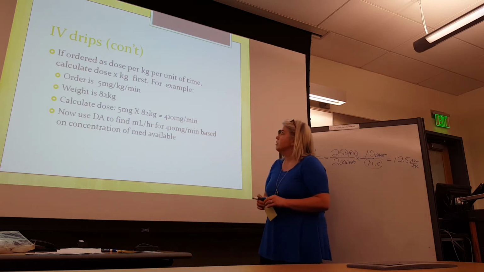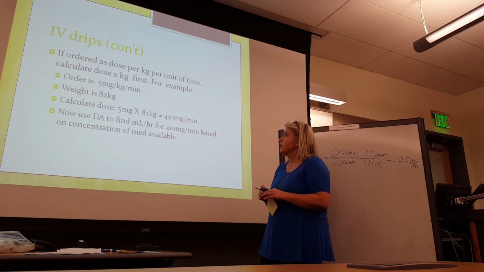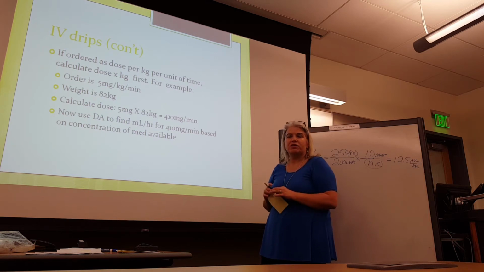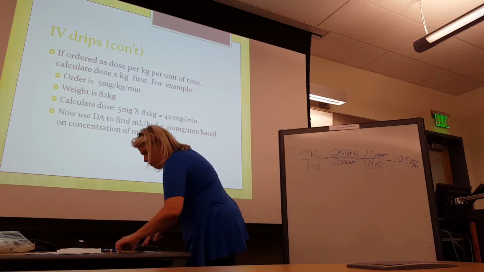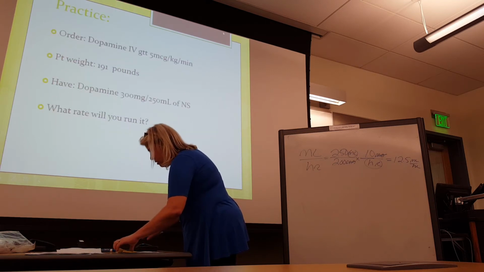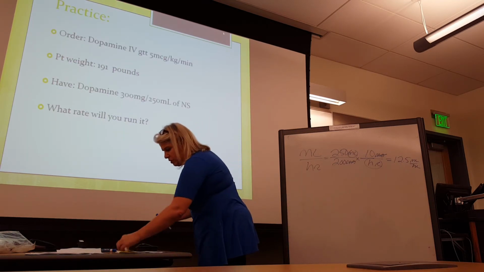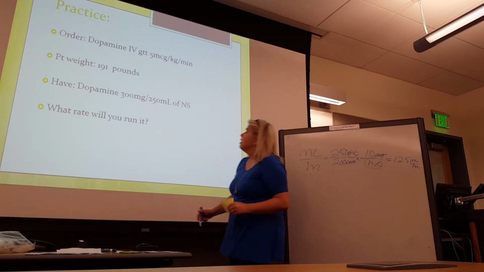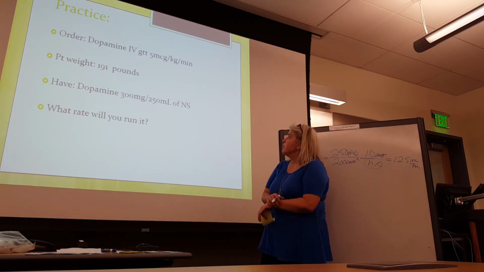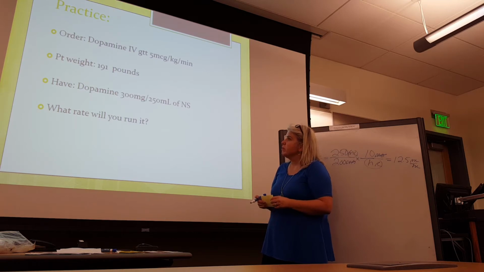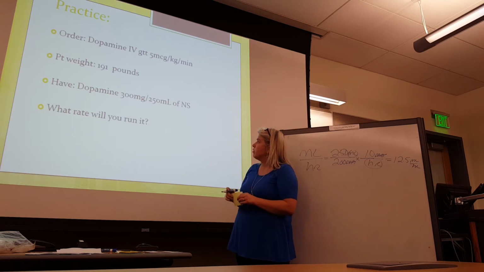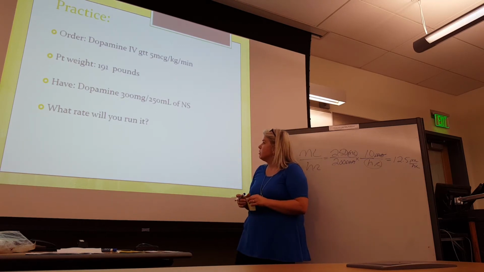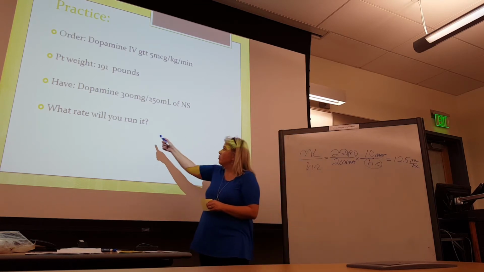And then continuing with drip rates, especially when you have to factor in their weight and look at micrograms, we're going to go over some practice problems for that. So, for example, we have dopamine that's ordered, IV drip, 5 micrograms per kilogram per minute. Patient weighs 191 pounds. And what you have is dopamine, 300 milligrams, that's in 250 milliliters of normal saline. At what rate will you run it?